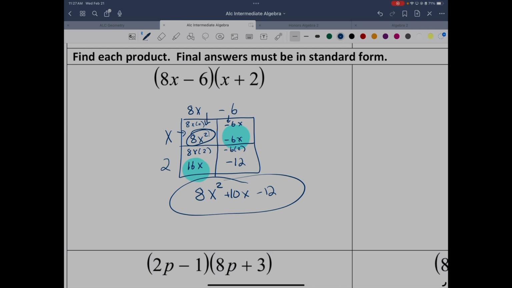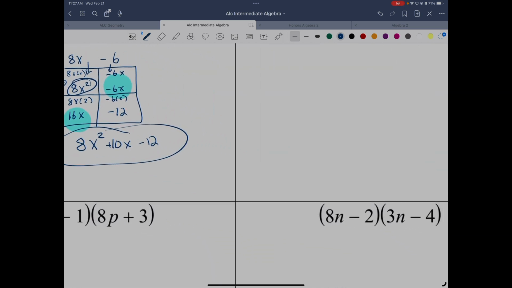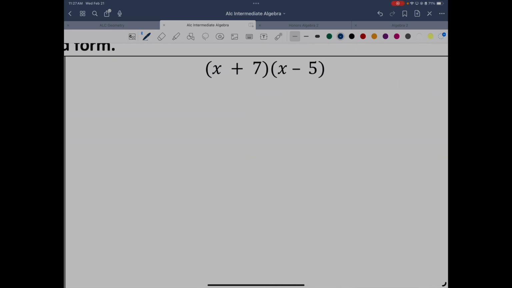You can kind of see going forward the box method, if we use 3, we would just add another little box over here on the side and we can still follow the same procedure. It's kind of why I like the box method to do this. Okay, let's look at the next one.